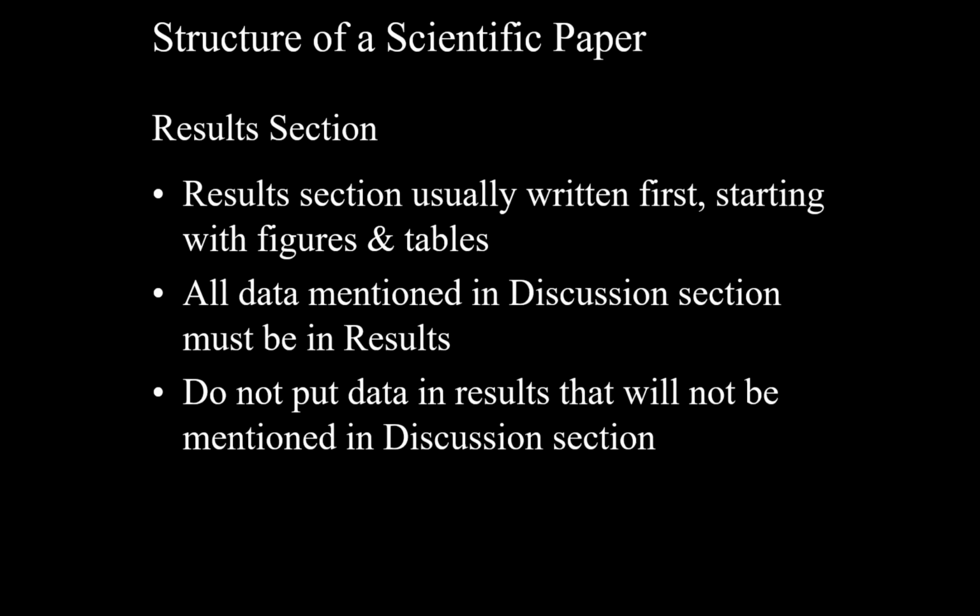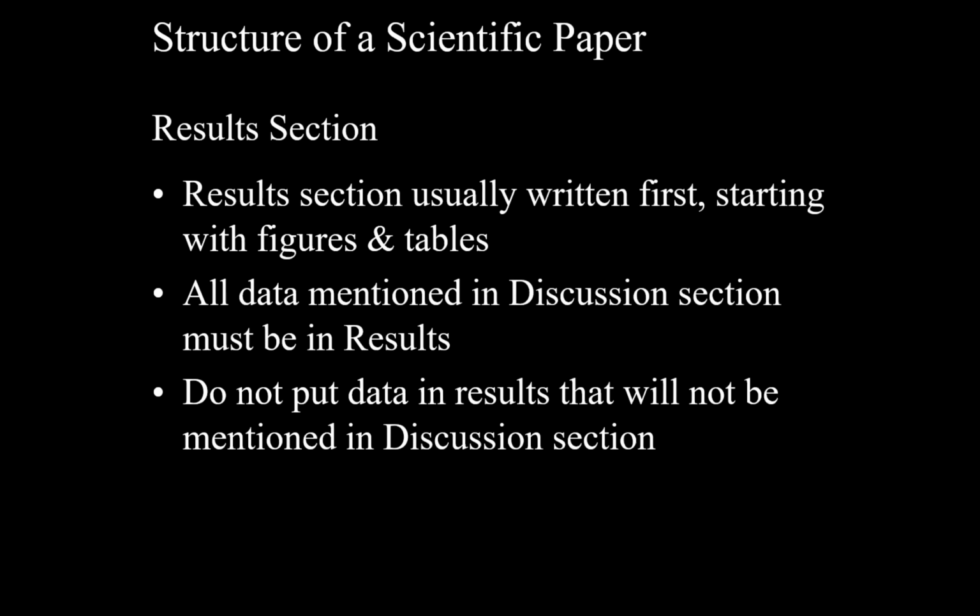All the data that you wind up mentioning in the discussion section has to be in the results. You can't talk about data that you have but that you didn't put in the results. That's not legitimate. That'll be flagged by editors and won't be allowed to be published in that form. And you also can't add data in the results section that is not mentioned in the discussion section. So you can't have graphs in the results section that you don't talk about in the discussion section. If it's not worth talking about in the discussion, then why is it in the paper? You shouldn't have it in the paper at all.